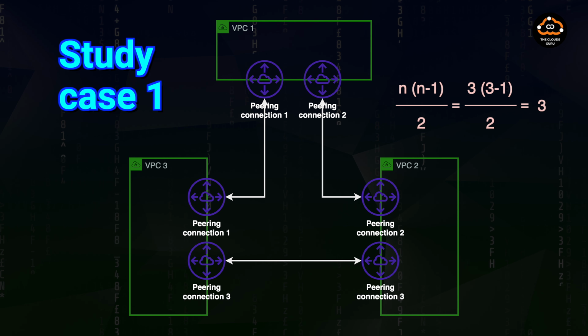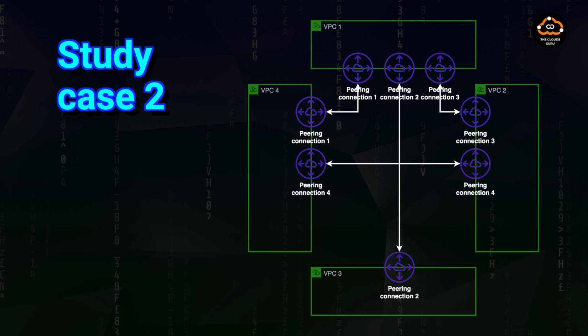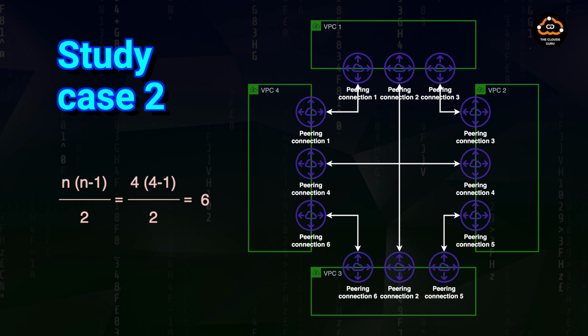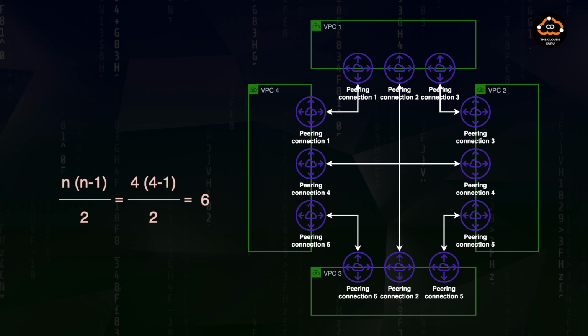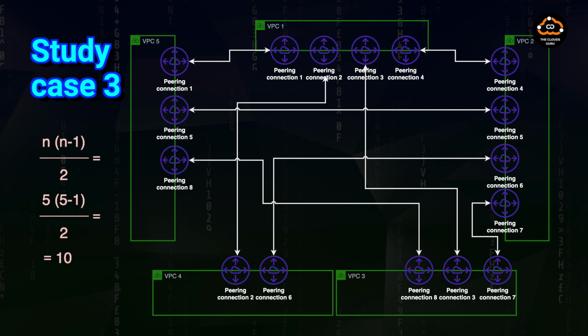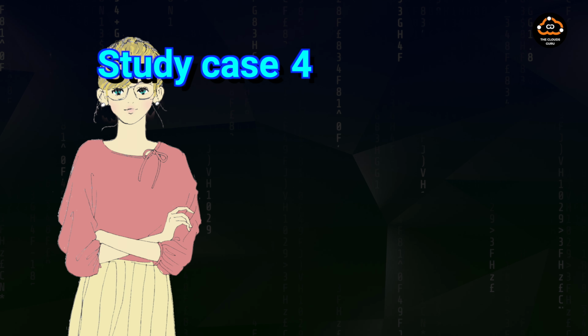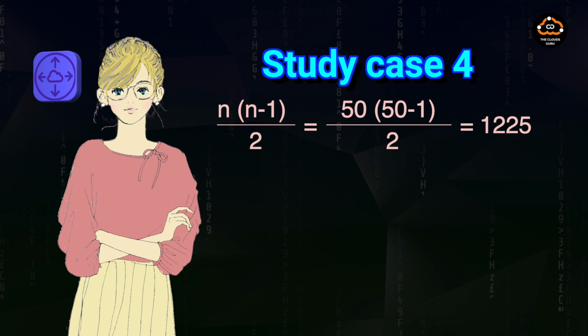VPC peering suitable for small company. Study Case 2. 4 VPCs, 6 peering connection tunnels. VPC peering suitable for small company. Study Case 3. 5 VPCs, 10 peering connection tunnels. VPC peering suitable for small company. Study Case 4. 50 VPCs. Is it suitable for medium company?